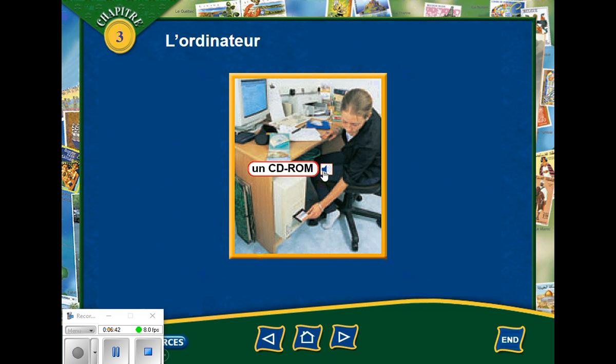Now this is all the way back up in the first section of the vocabulary. Un CD-ROM. And it's pretty self-explanatory. Elle retire la disquette. So retirer, another regular ER verb, it looks like the verb to retire. It means to take out or to remove. So she removes the disc. She removes or takes out the disc.